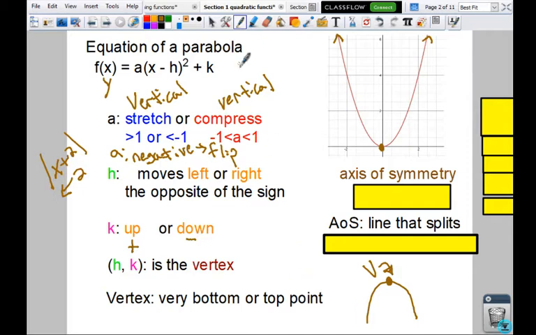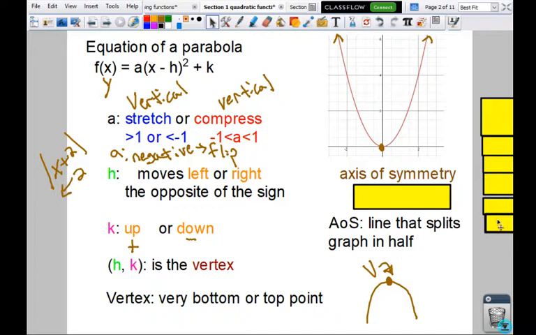And then this next thing, our axis of symmetry, in a parabola, is a line that splits the parabola, or the graph, in half. So if I were to fold my graph along my axis of symmetry, my two halves would match up. They'd line up perfectly, because it's in the very middle.